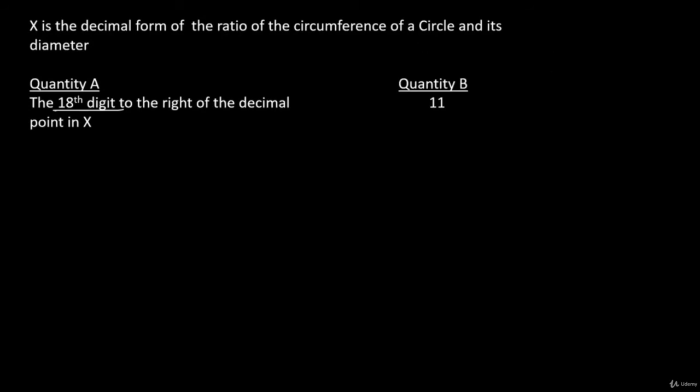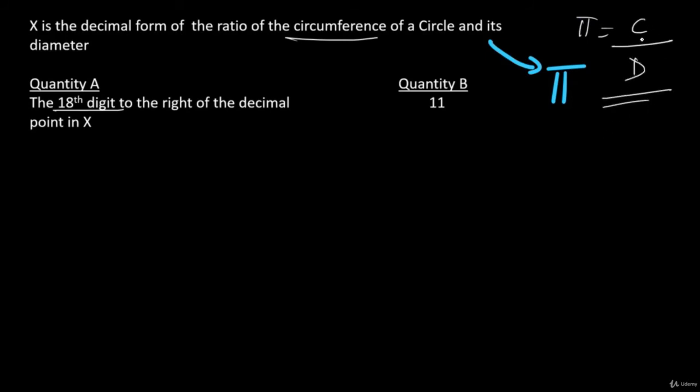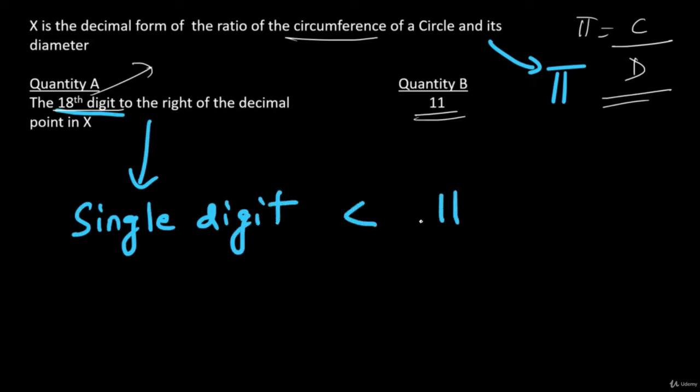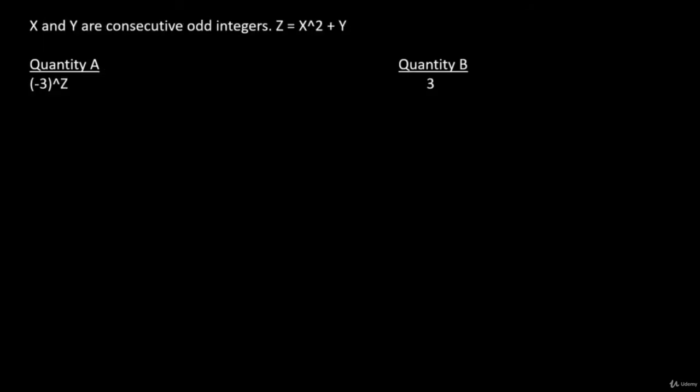Now this is nothing but pi, right? Pi is equal to the ratio of the circumference to the diameter. So if you have pi, that's circumference by diameter. Alright, and we know that circumference is 2 pi r based on this ratio. Now over here, we don't know by heart, right? We have not memorized pi to the 18th digit, right? Now remember, this anyway would always be a single digit, right? And this is a 2-digit number, right? Therefore, definitely quantity A will be less than quantity B, and therefore the correct answer to this question is option B.